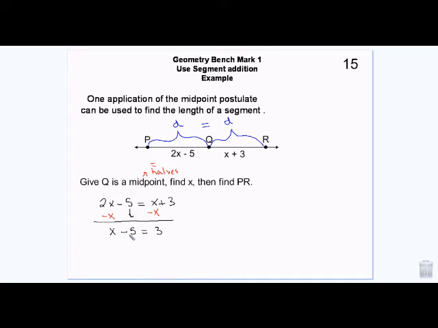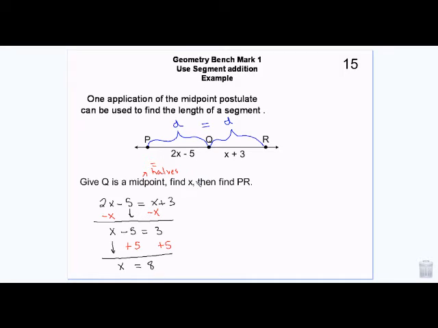Now I want to get this 5 over with the other numbers. I want all my letters on one side, all my numbers on the other. We don't want to mix. So he's negative here, so I'm going to add him to both sides. That x comes down, those go away, 8. So x equals 8.